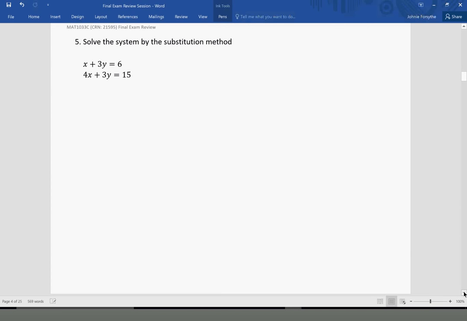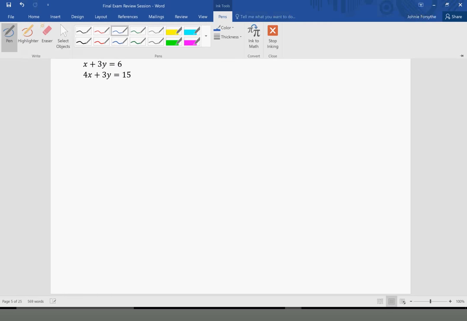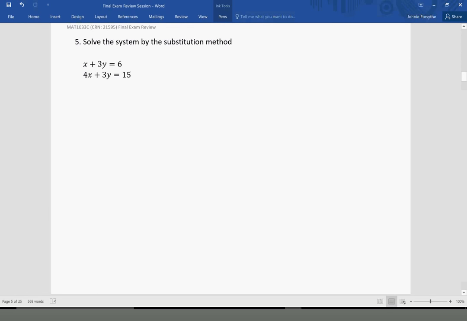So number 5, now we're solving systems. I do ask for certain methods, but to be honest with you, I'm not going to know which method you use, so you can technically use whatever method you're most comfortable with, but I'm going to use the method that I specify. So solve the system by the substitution method. The substitution method means that you have to choose an equation, solve it for a variable, and then substitute that expression for the variable in the other equation.